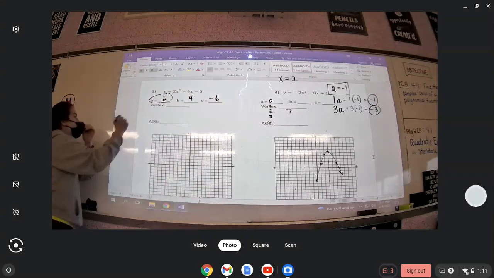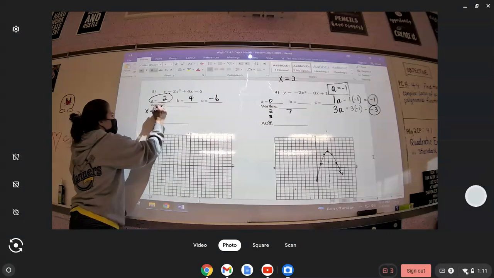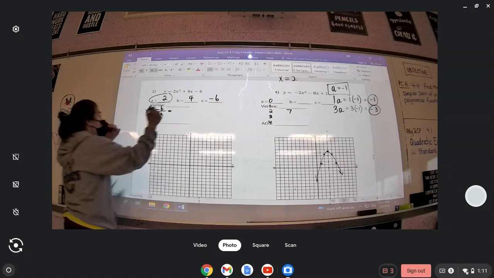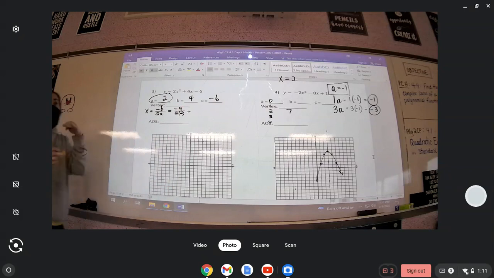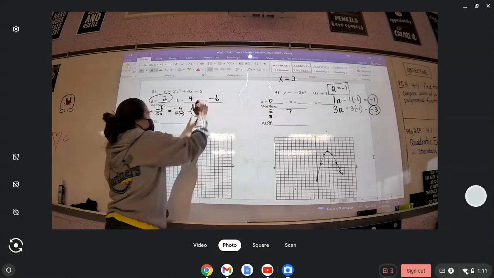Let's get our x-coordinate. The x-coordinate of our vertex will be equal to the opposite of B over 2 times A. Who's the opposite of B? Negative 4 divided by 2 times A, which is 2. Guys, what's negative 4 divided by 4? Negative 1. So you know the x-coordinate is negative 1.